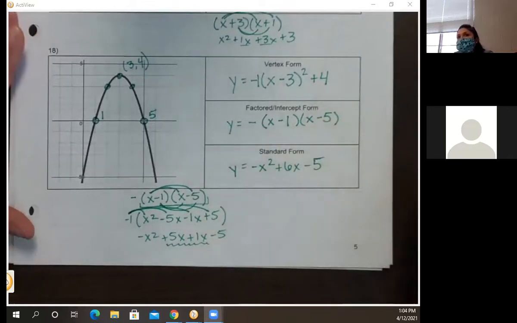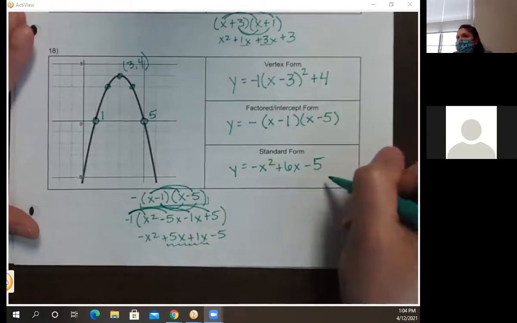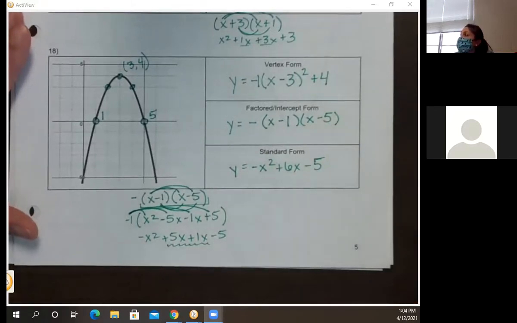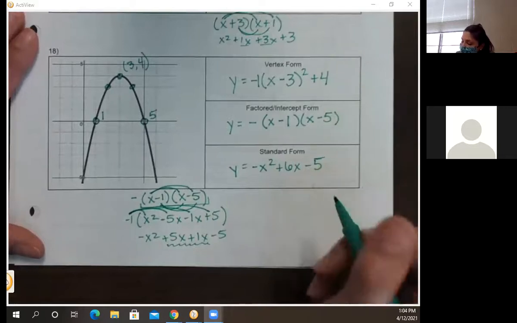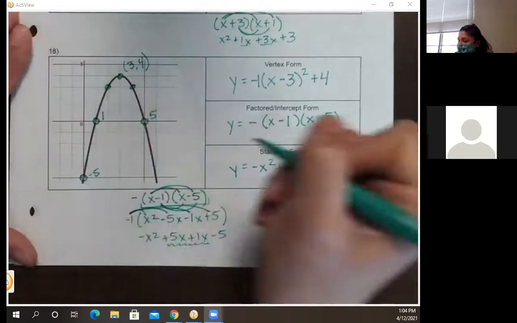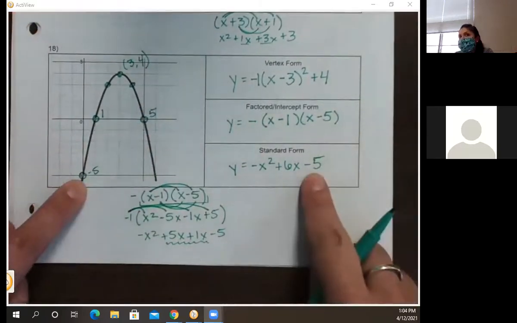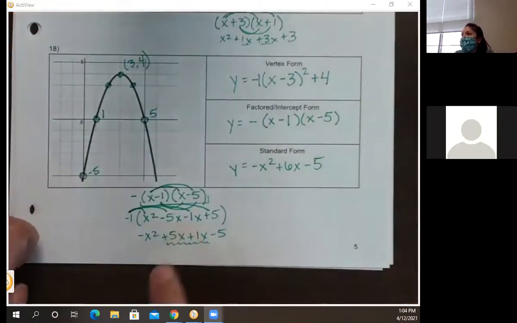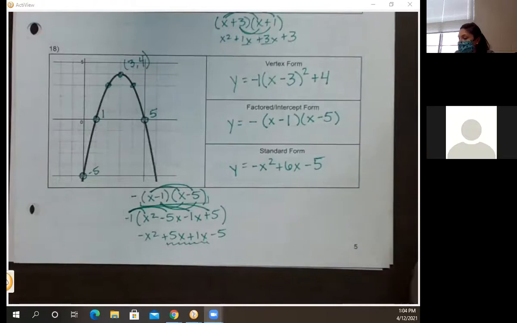And then it's always a good idea to make sure that your constant term from standard form matches your y-intercept on your graph. Okay, so we've got negative 5 here, and our y-intercept is down at negative 5. If these don't match, then go back and double check your work. There might be an error in there. Questions for me on 18?